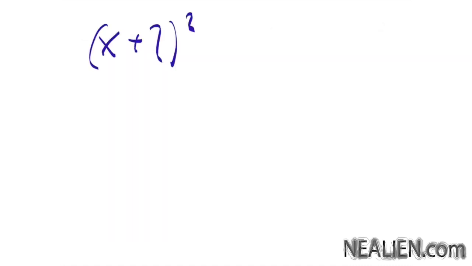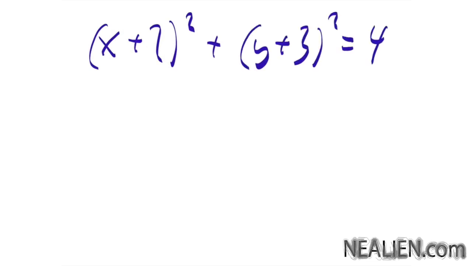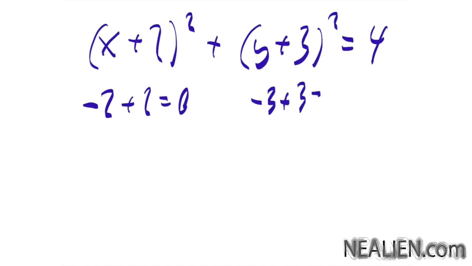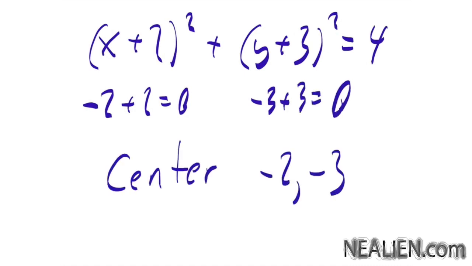Now let's say we have x plus 2 squared plus y plus 3 squared equals 4. The number you have to plug in for x is a negative number. It's negative 2. Negative 2 plus 2 is 0. And then negative 3 plus 3 is 0. So the center is going to be negative 2, negative 3.